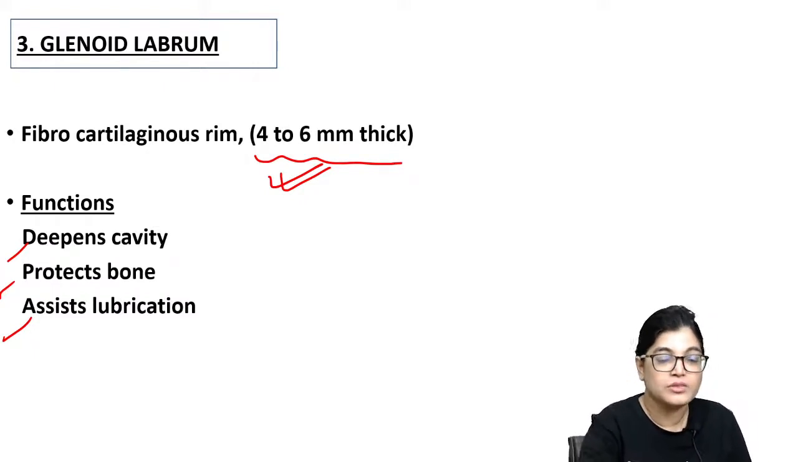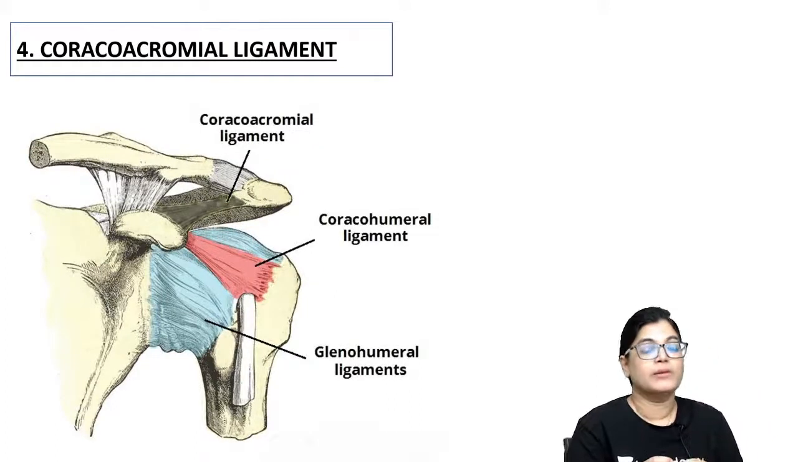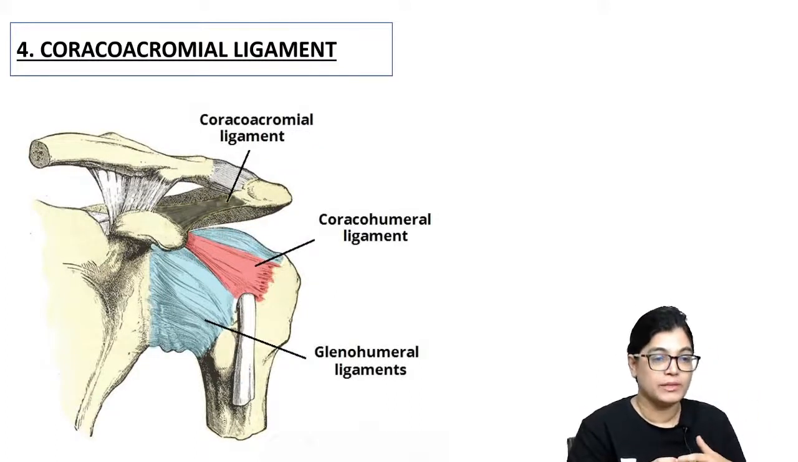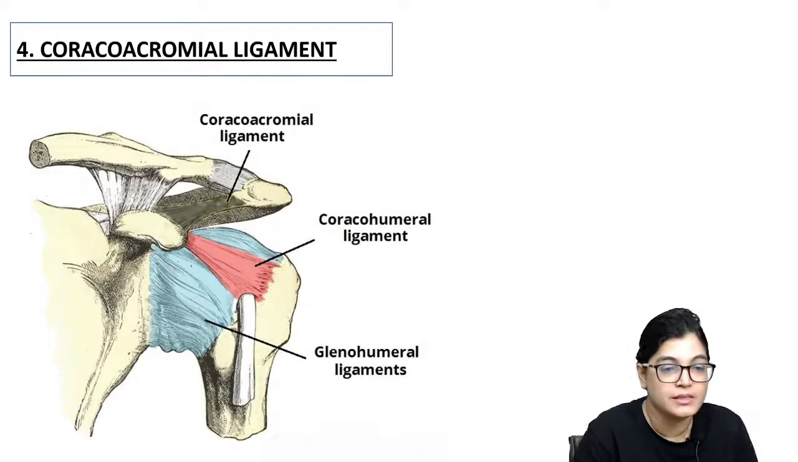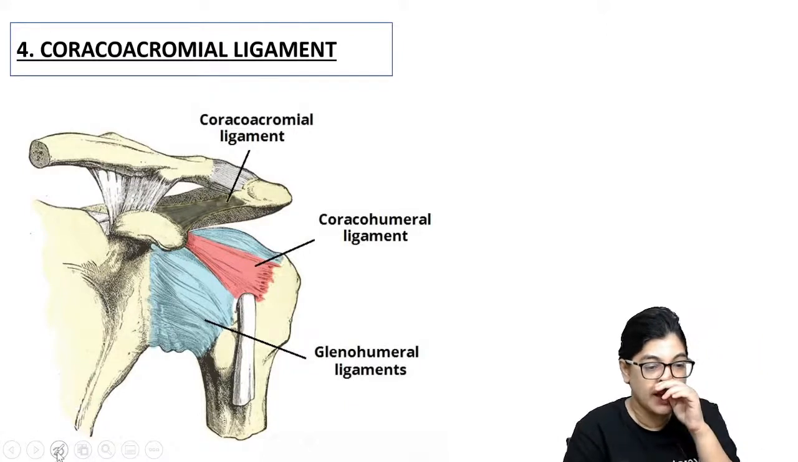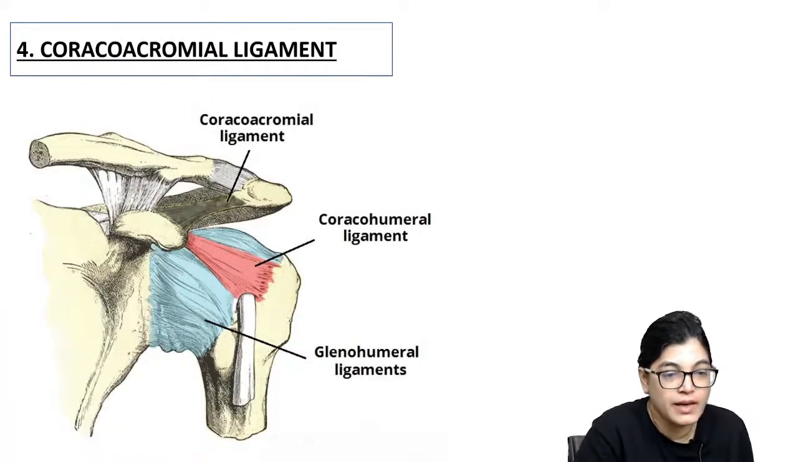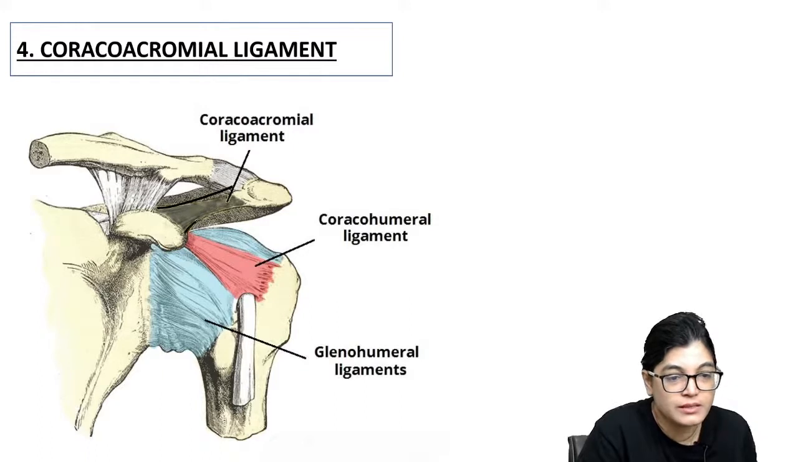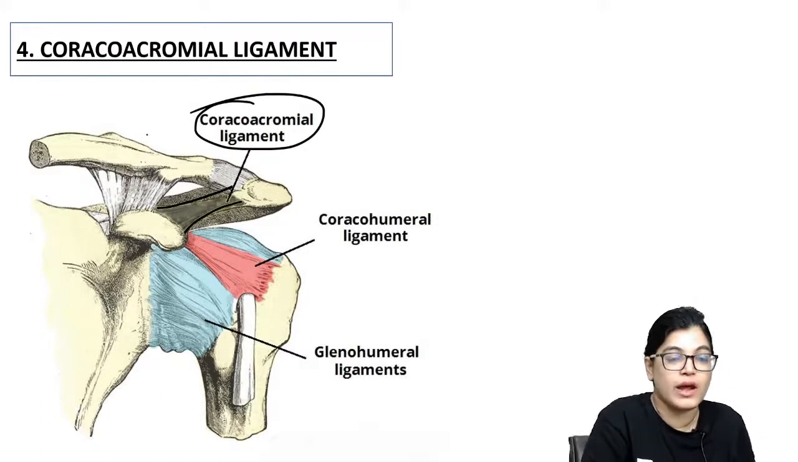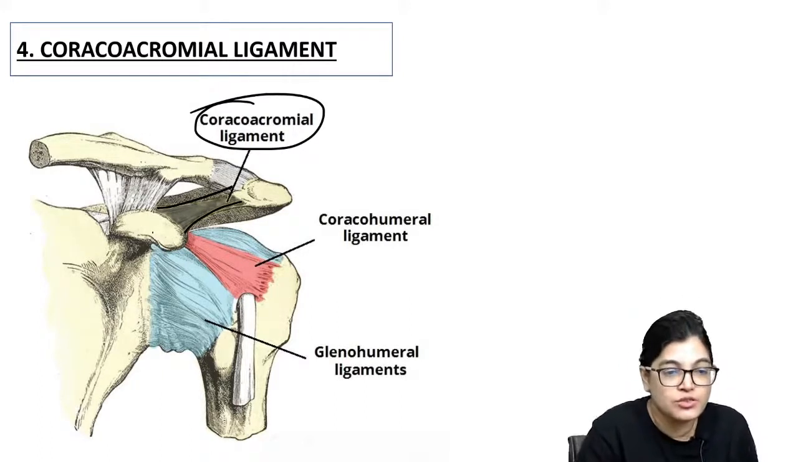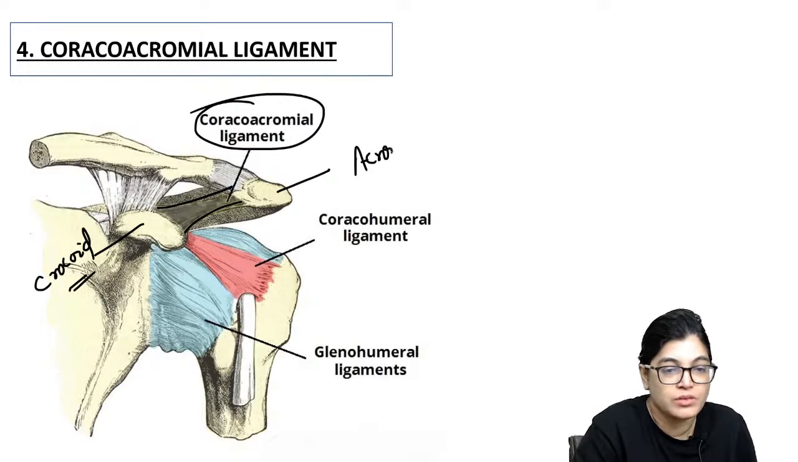Now coming to the fourth ligament, that is the coracoacromial ligament. It is shown in this diagram, highlighted here in yellow color, this is the coracoacromial ligament. So it is connecting two processes. This is the coracoid process of the scapula, and this is the acromial process of the scapula.